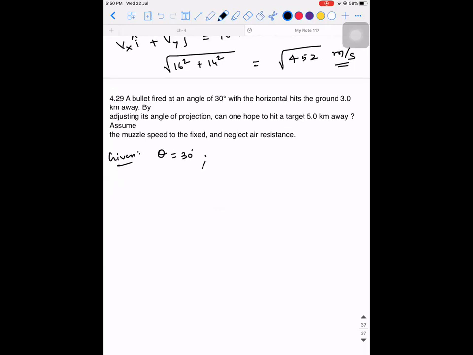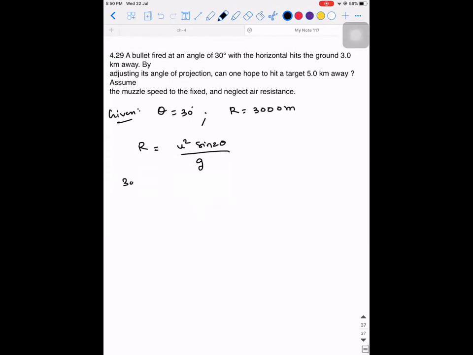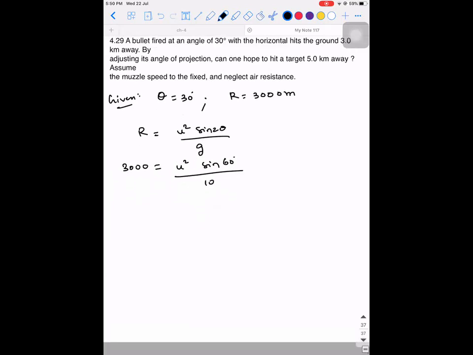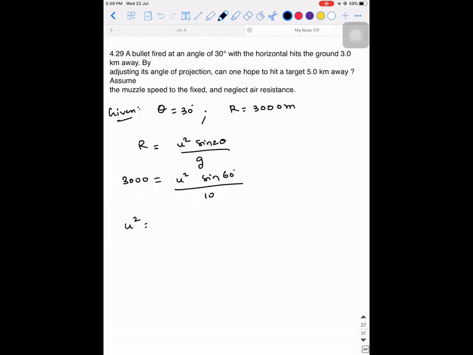So theta is equal to 30 degrees. R is equal to 3000 meters. So R is equal to U square sine 2 theta divided by g. So 3000 is equal to U square sine of 2 into 30, which is 60 degrees, sine 60 divided by g. Let me take it as 10. So U square is equal to 3000 into 10 into sine 60, which is how much, guys? Root 3 by 2. So 2 divided by root 3. So let this be equation number 1.